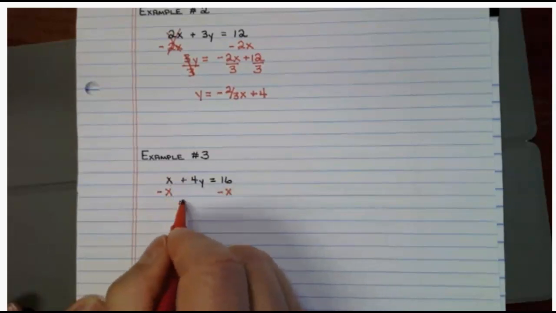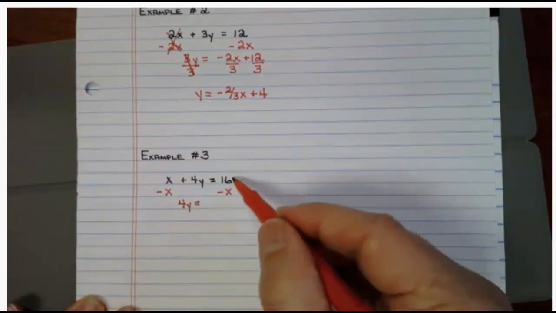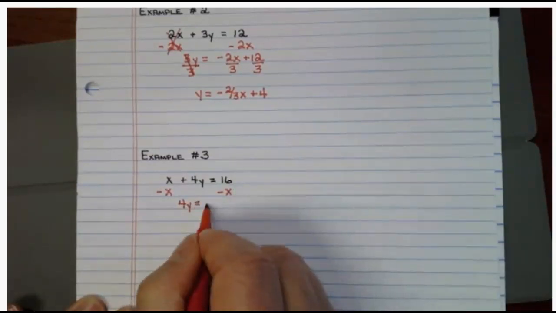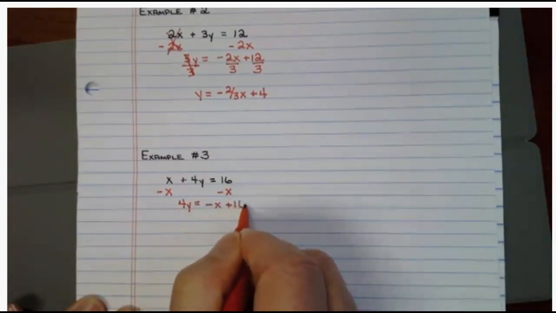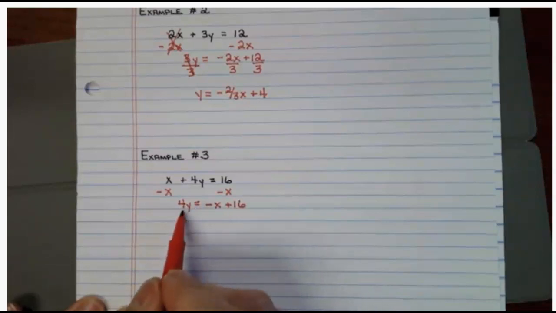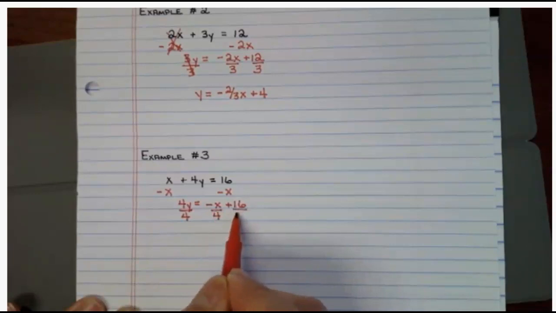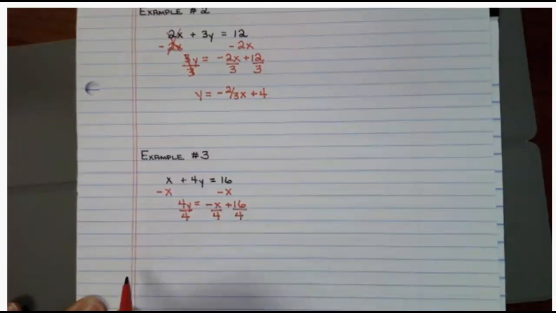So far, it's just like example number 2. Those cancel out. Y is equal to, I need to put this in the right order because I can't combine them together: negative x plus 16. So far, so good. The opposite of multiplying by 4 is dividing by 4, because I need this y completely by itself, and I need to divide each one of these over here by 4.